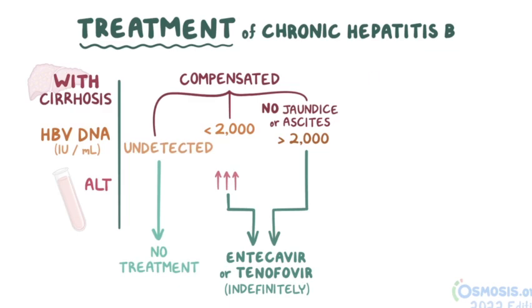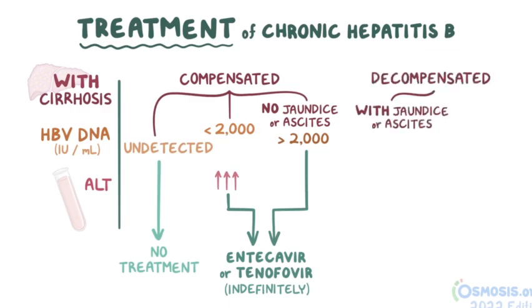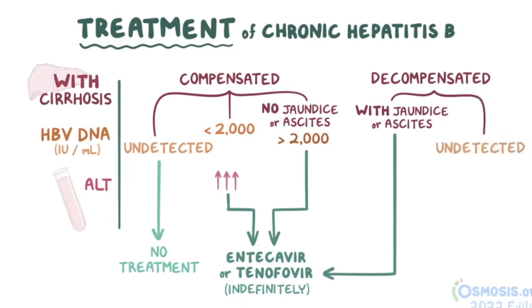In individuals with decompensated cirrhosis, where there is jaundice or ascites, entecavir is started regardless of ALT and HBV DNA levels. In individuals with decompensated cirrhosis and undetectable levels of HBV DNA, a liver transplant may be done.